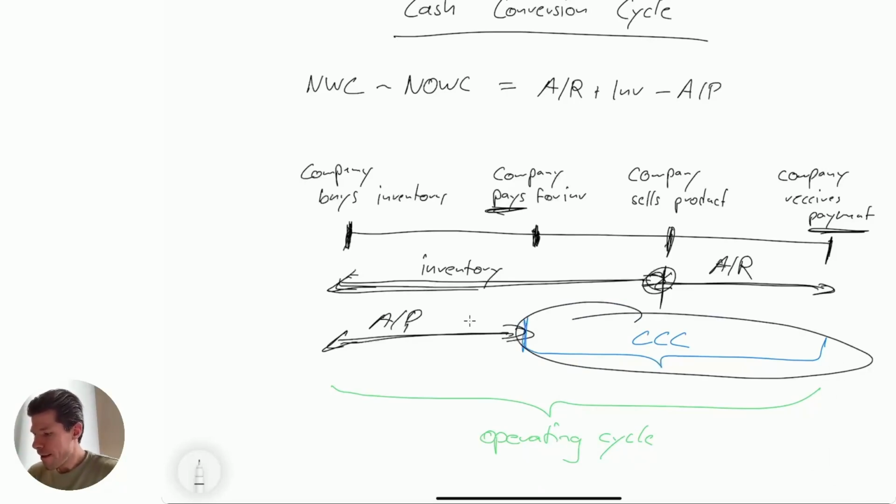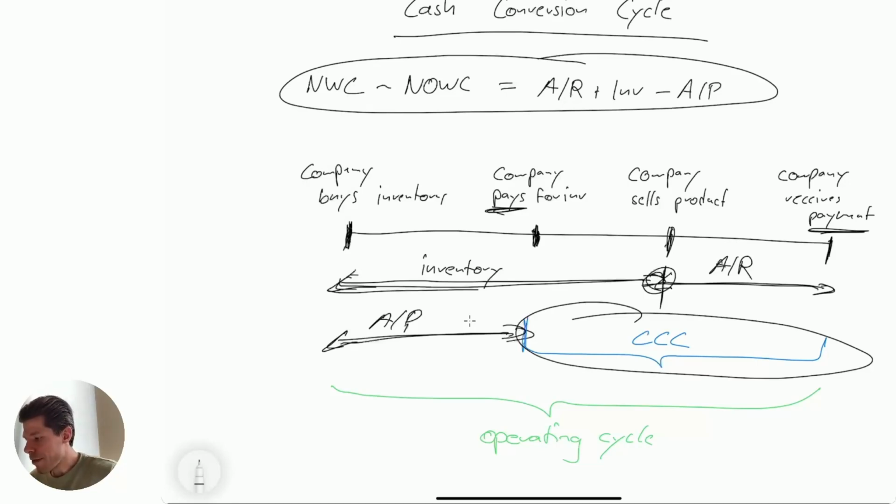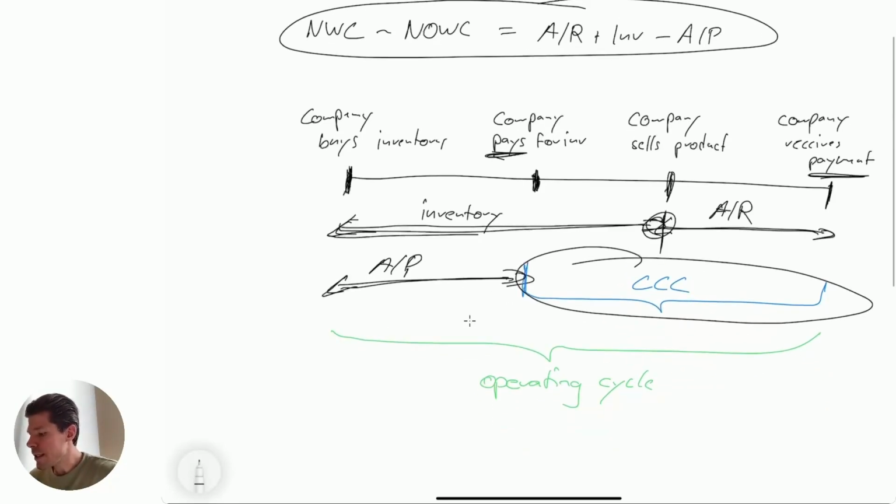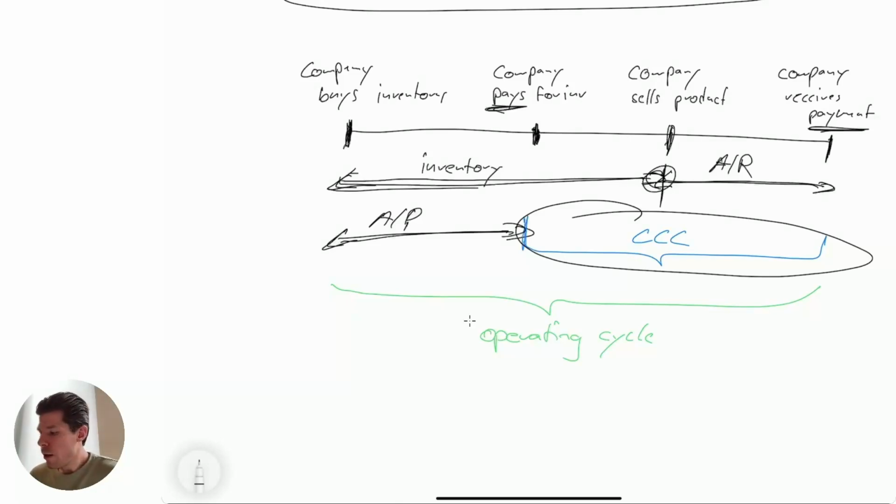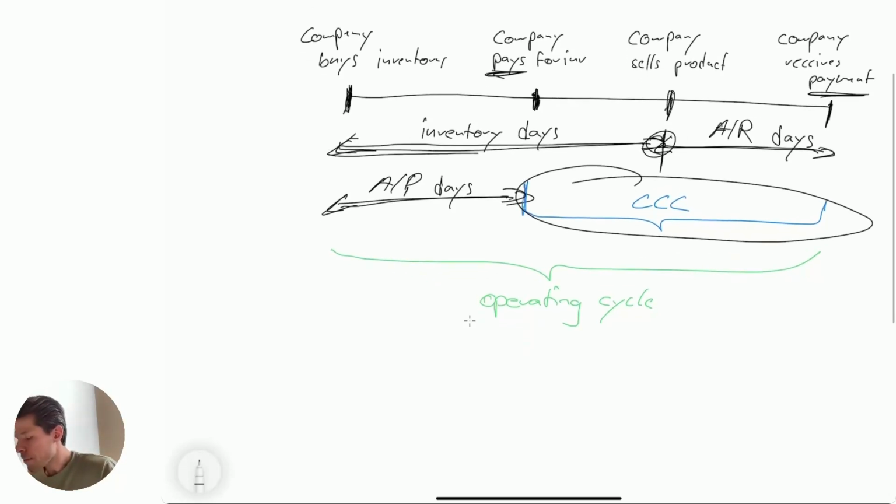However, in the formula above, we are dealing with dollar amounts. Here we are dealing with days. That's why we are concerned with inventory days, accounts payable days, and accounts receivable days, because everything is lined up on a timeline. Some other words: inventory days is days inventory outstanding, accounts receivable days is days sales outstanding, and days payable outstanding is exactly the same as accounts payable days.